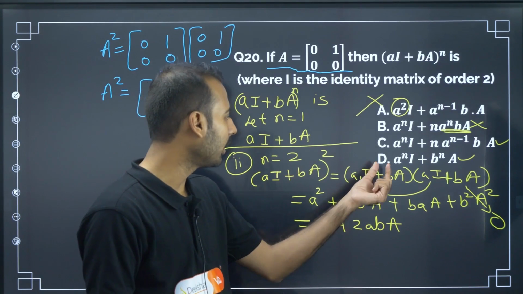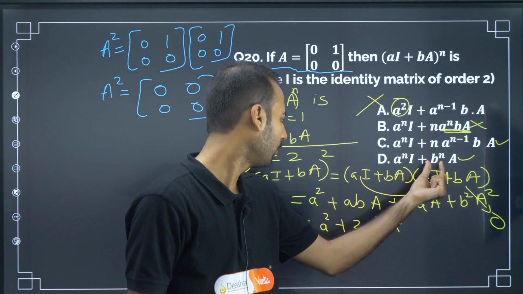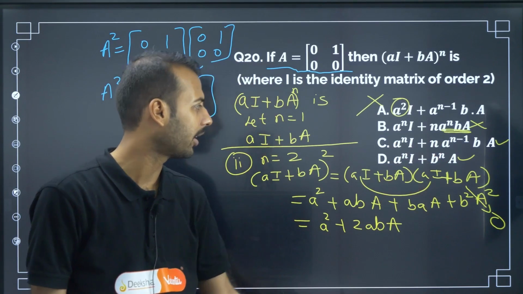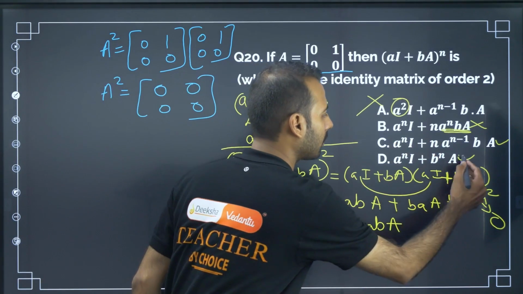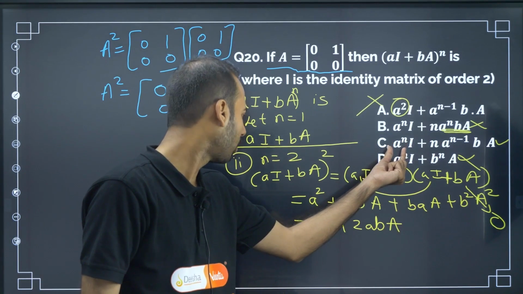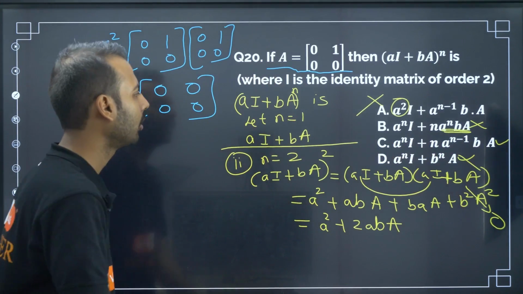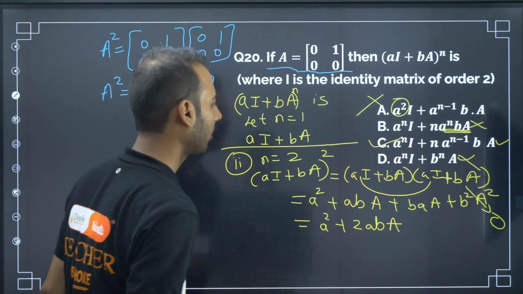Now I will keep n is equal to 2 here. A square, okay. B square, here I am getting B square. But here we don't have any B square term. If I keep n is equal to 2 here, okay, 2AB. So C is the answer for this.